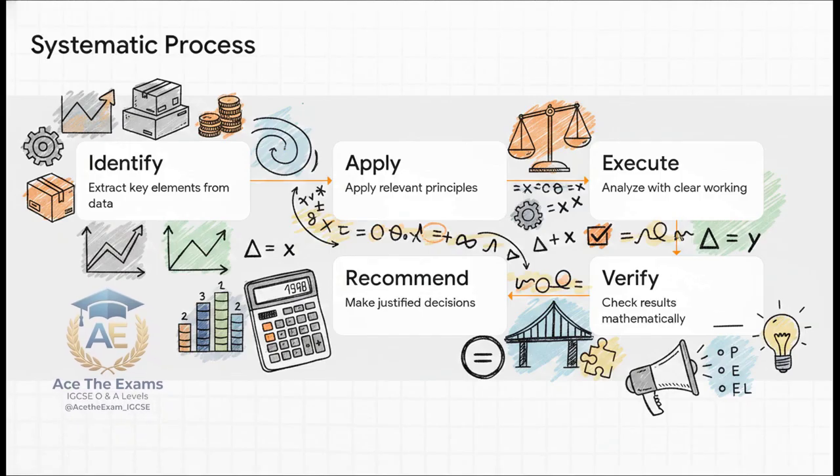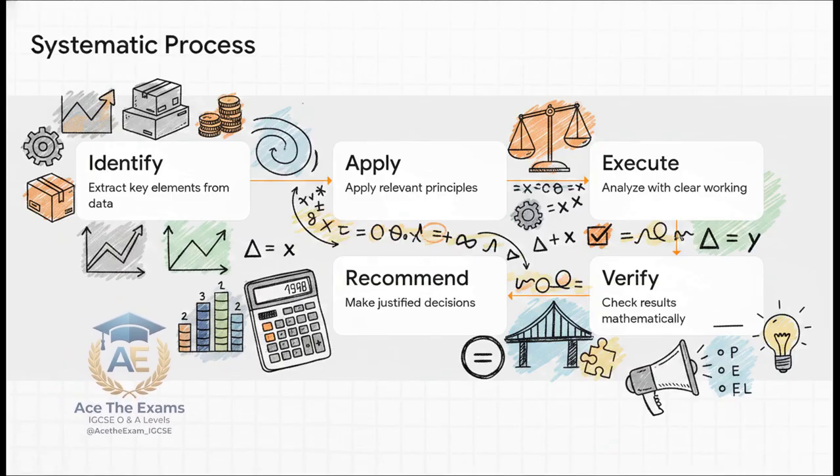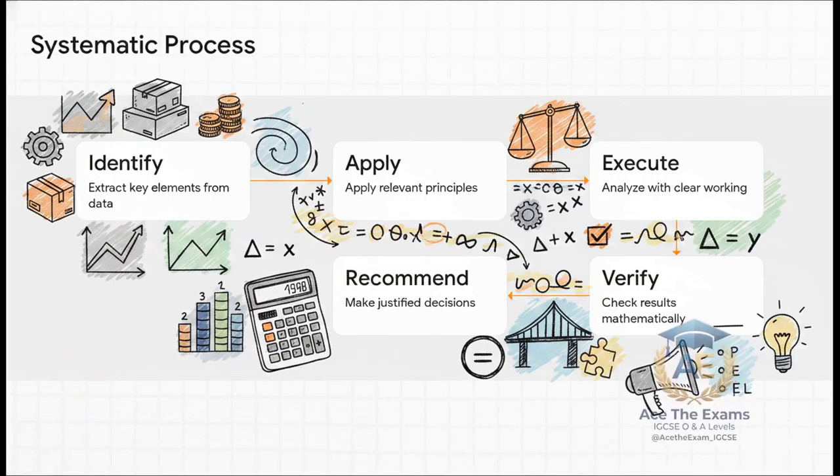Step 2, apply relevant principles. State clearly whether profit will be higher or lower based on that inventory movement. Step 3, execute analysis with clear working. This is where you calculate the difference in inventory units and multiply it by the fixed overhead absorption rate per unit. Show your math. Step 4, verify results. Does this calculated difference perfectly bridge the gap between the marginal and absorption profit figures? If yes, you've balanced the books.